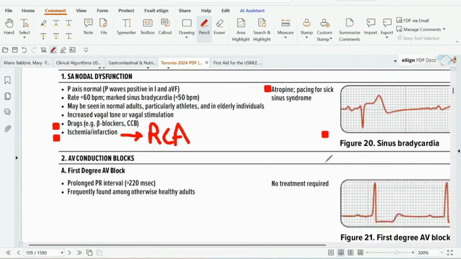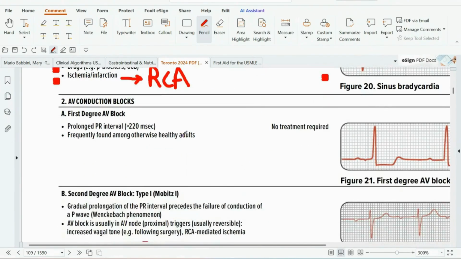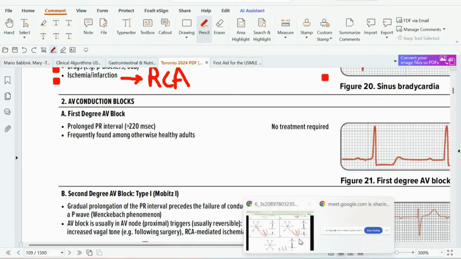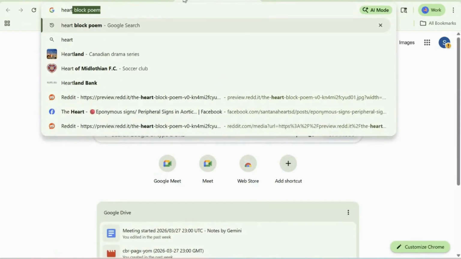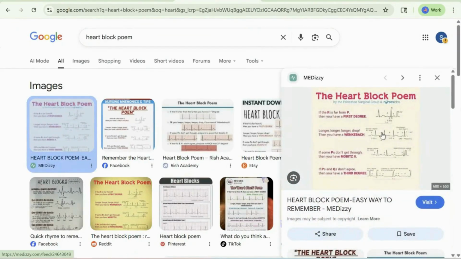Okay, good. All right, so we understood that. Now we go into AV block. So SA dysfunction is done, now AV blocks. Is heart block understood, or do I need to go into it deeply? Let's try shallow first. Okay, briefly. So I'm going to give you a good way of memorizing the heart blocks.